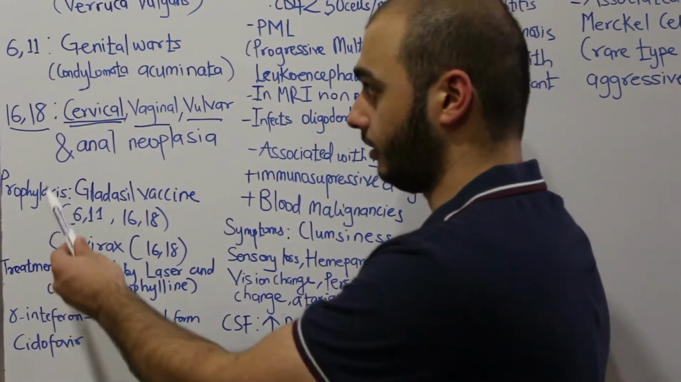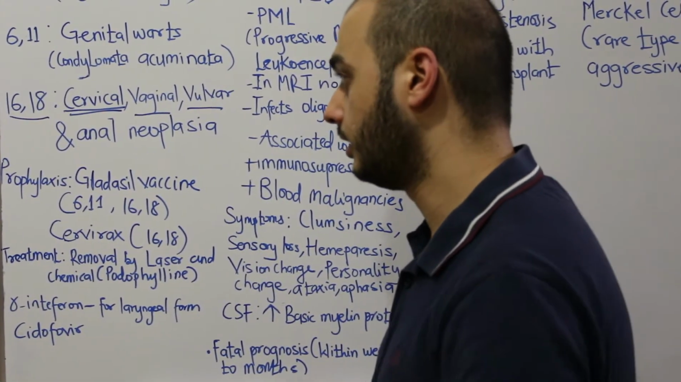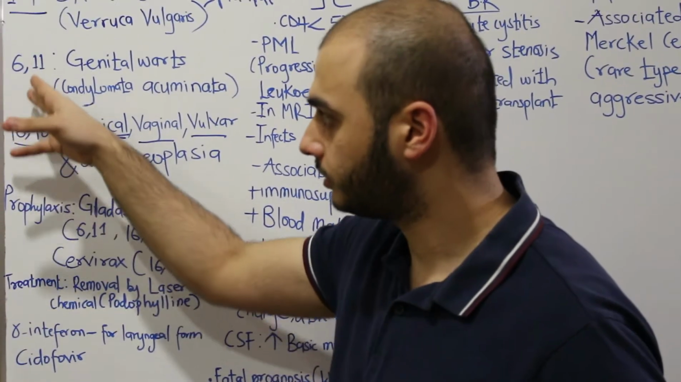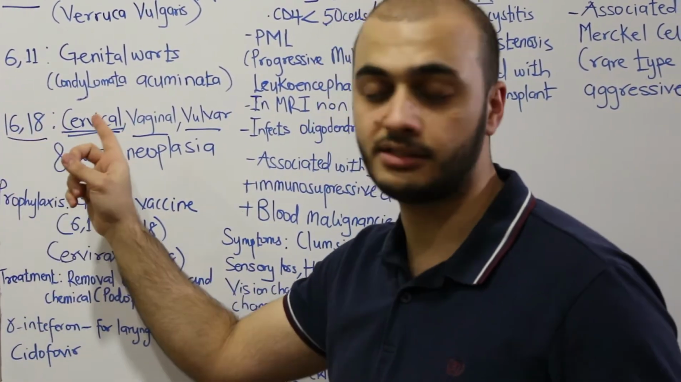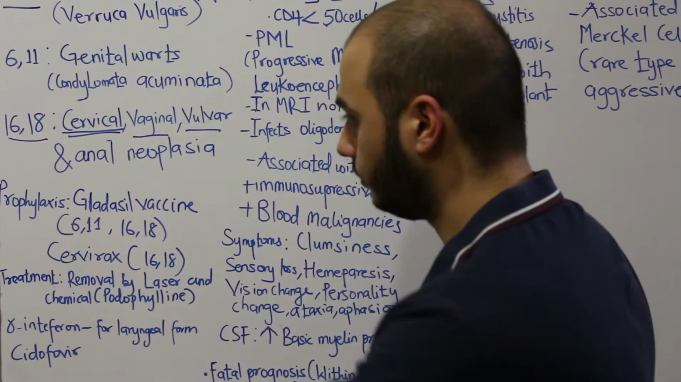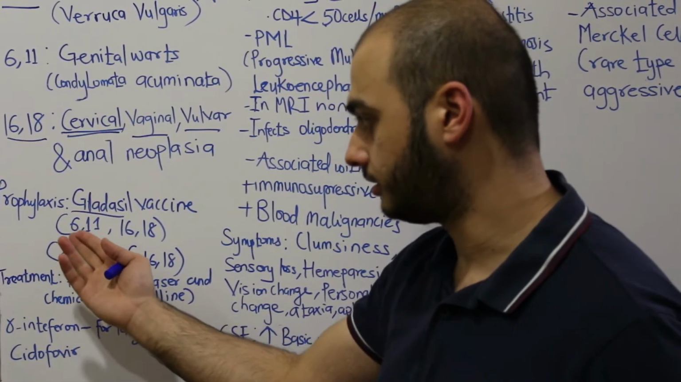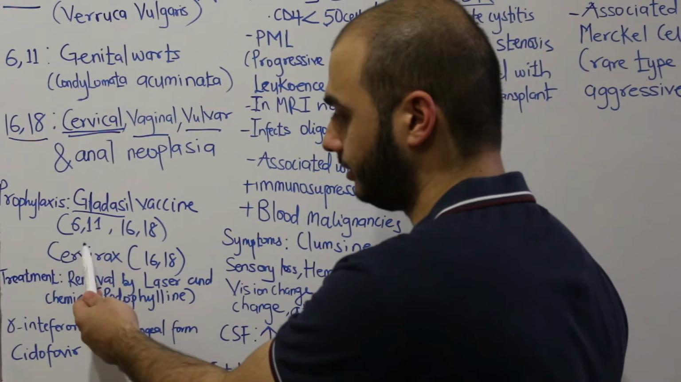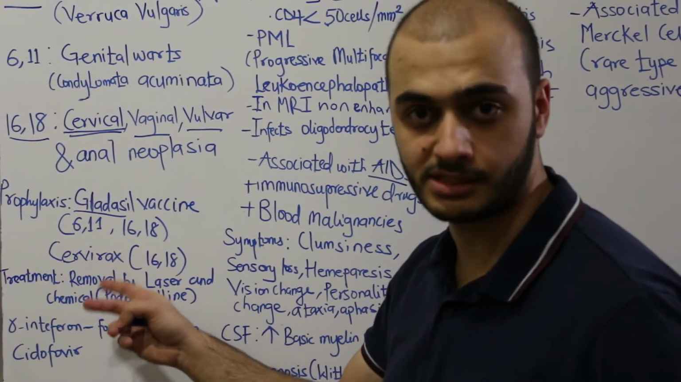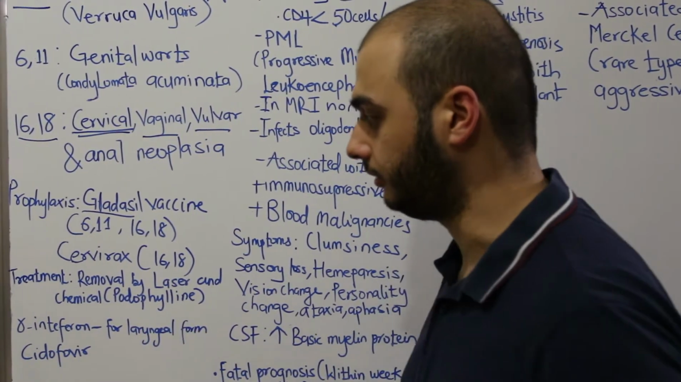Then another thing for prophylaxis: there is now a vaccine against these four serotypes, 6 and 11 and 16 and 18. This vaccine is called Gardasil, which protects us against, as I said, 6, 11, 16, 18. And we have the Cervarix vaccine, which protects us just against 16 and 18.